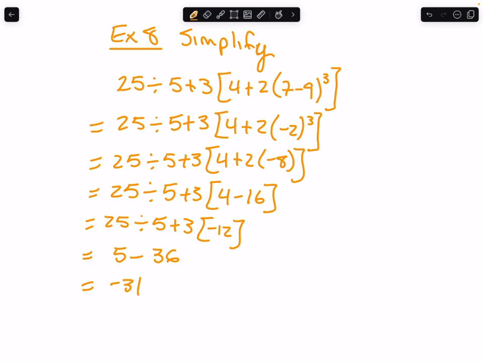Okay, so we've dealt with some pretty complicated examples of doing order of operations. Well, what happens if we have a numerator with order of operations to go through and a denominator with order of operations? How do we handle a fraction with expressions in the numerator and denominator?